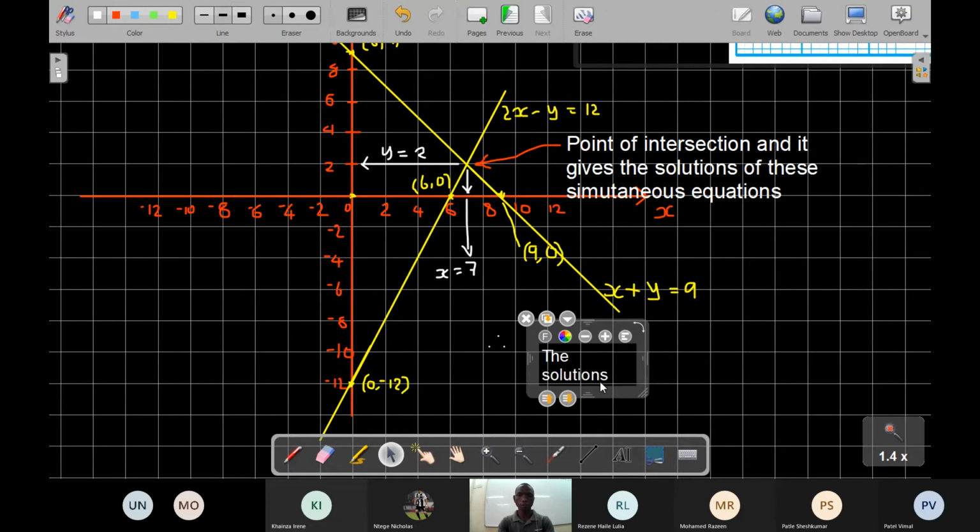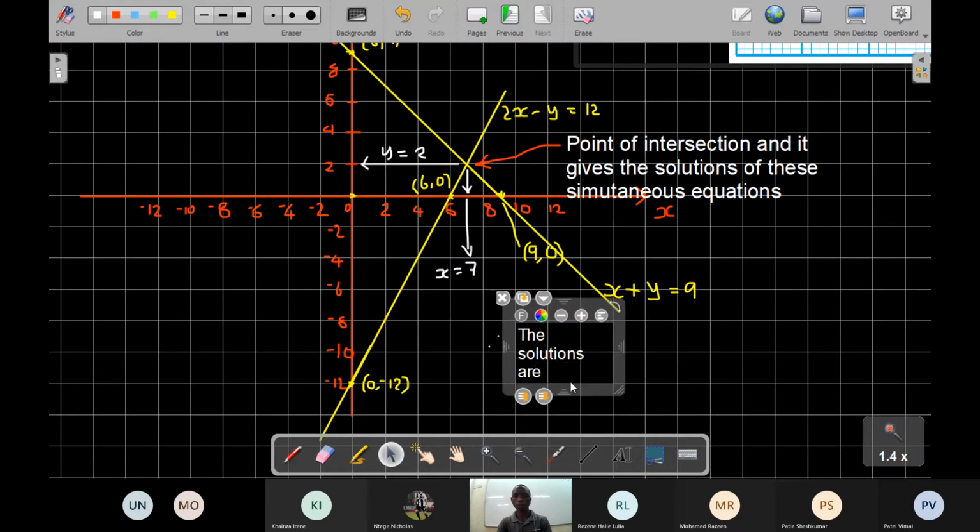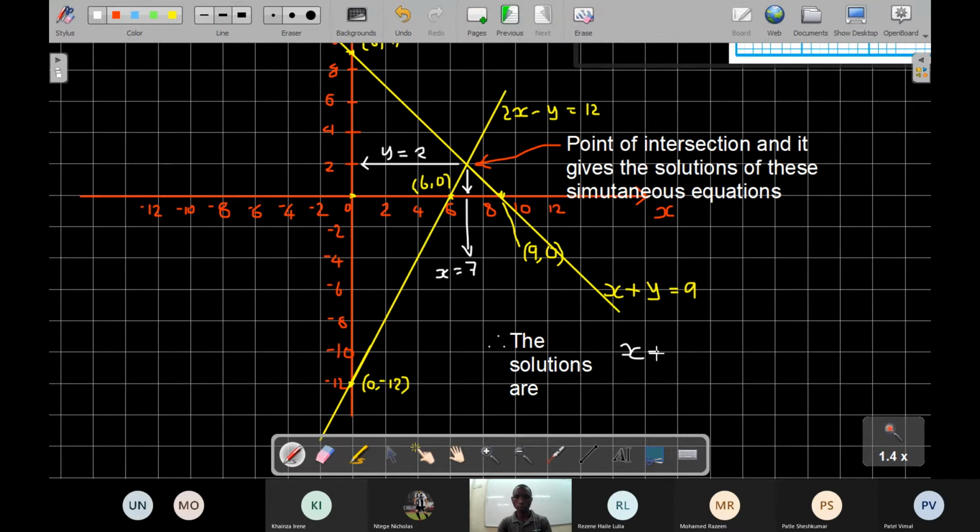are, what are the solutions? So you write down the solutions. We say the solutions are x is equal to 7, and y is equal to 2. So we have solved the two simultaneous equations using the graphical method.